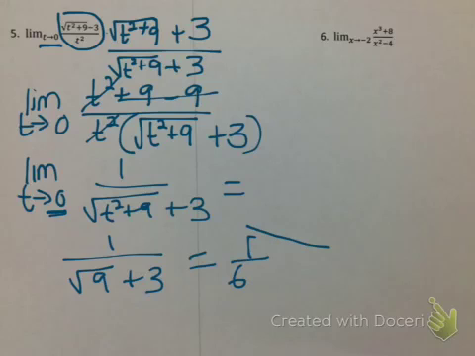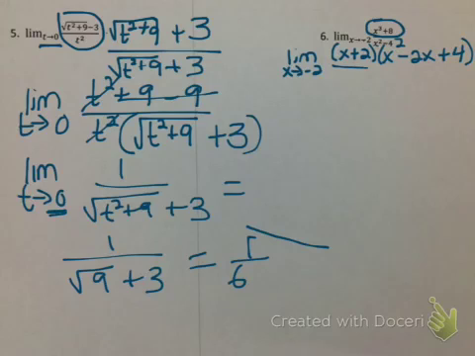Next one, number 6. Can I plug -2 in? No, if I plug it in, I'd get division by 0. So this is looking like a factor problem. Now the numerator, look at that, our favorite cube formulas. So the numerator is going to factor as what, guys? Remember this: x plus 2 times x squared minus 2x plus 4. That's my sum of cubes, over x plus 2 times x minus 2.